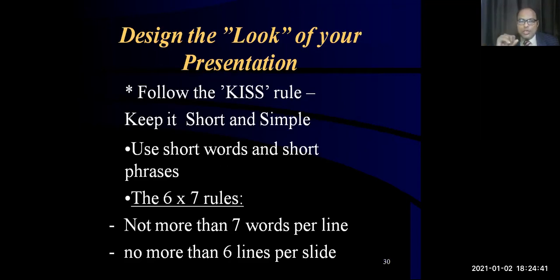Follow the KISS rule. What is the KISS rule? Keep it short and simple. This is the KISS rule of presentation. Keep it short and simple. Use short words, short phrases. Don't use long sentences. And not more than 7 words per line, no more than 6 lines per slide. Mind it. While preparing the slides, you must ensure that you have 7 words per line at maximum, and 6 lines per slide, not more than that.